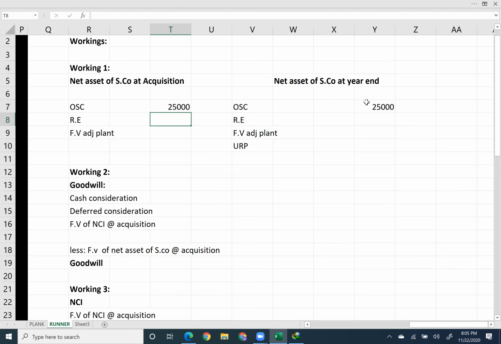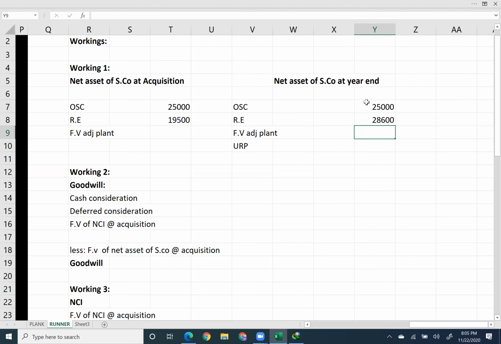Now, what's the retained earning? You go in the first paragraph. What's the retained earning of S company at the date of acquisition? Retained earning is 19,500. And what's the retained earning at the year end? Go and check the balance sheet. 28,600. So I'm going to make the packets.